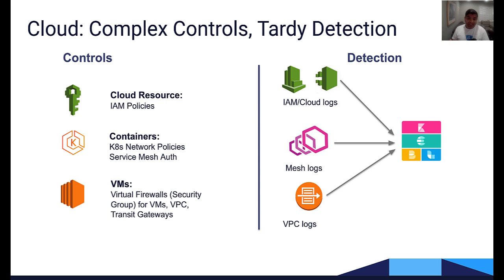Dealing with cloud is equally complex. As part of the shared responsibility model, you have to securely program your cloud controls. For example, for cloud resource, you need to configure your IAM with least privilege policies. Similarly, Kubernetes brings its own set of controls with completely different configuration paradigm. Finally, apps running on virtual machine have to rely on traditional controls like virtual firewalls and security group.